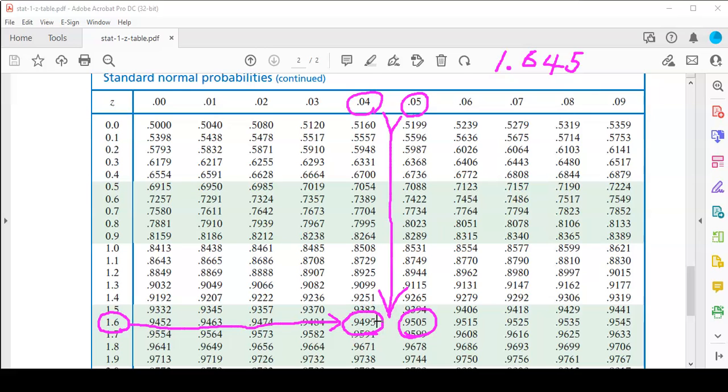So 1.64, 0.9495; 1.65, 0.9505. So pretty close to the middle. So I'm going to estimate it as 1.645. It'll turn out that this is pretty good estimation. If you use Mathematica and use 6 decimal digits to work on, you're going to get something very close to this. So the z-score is 1.645, and let's go back to the notebook.